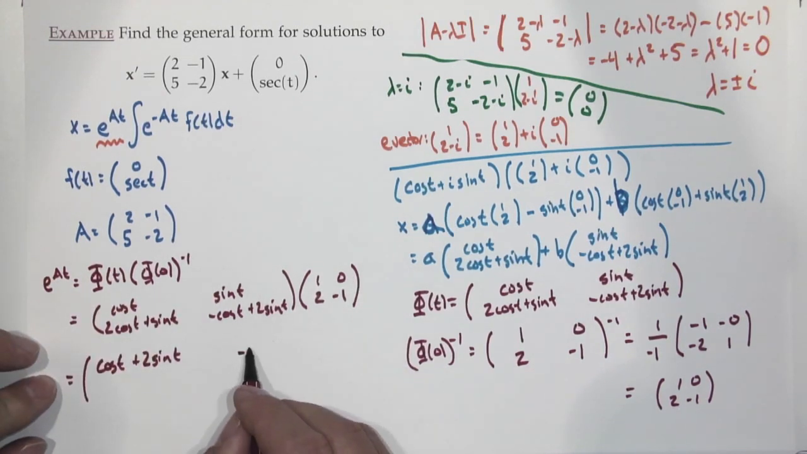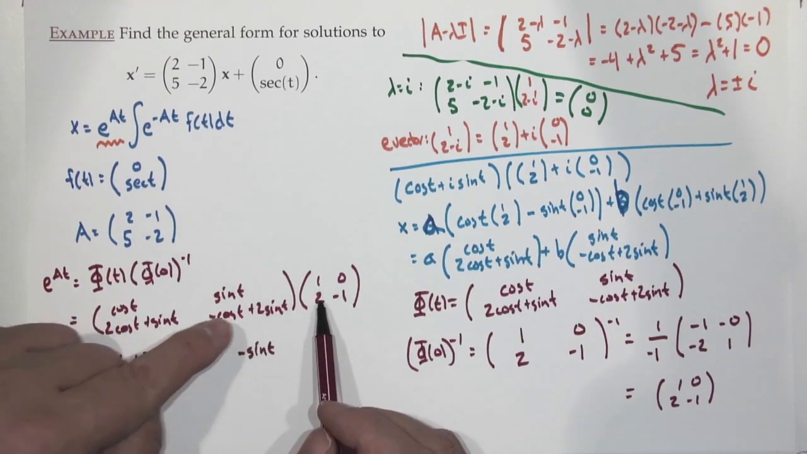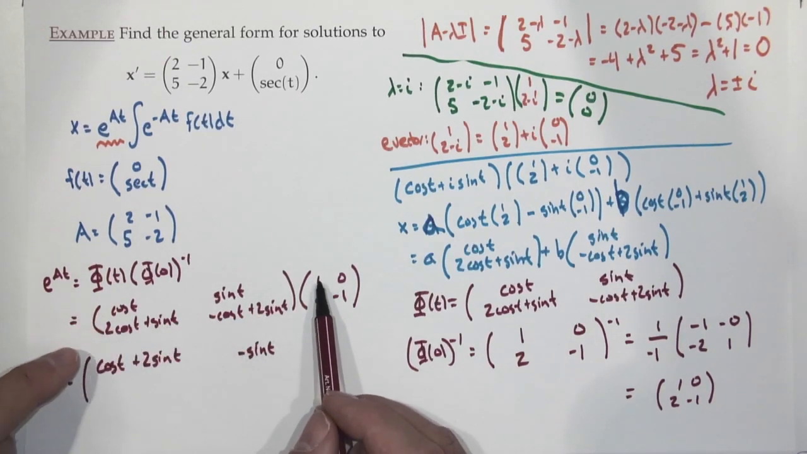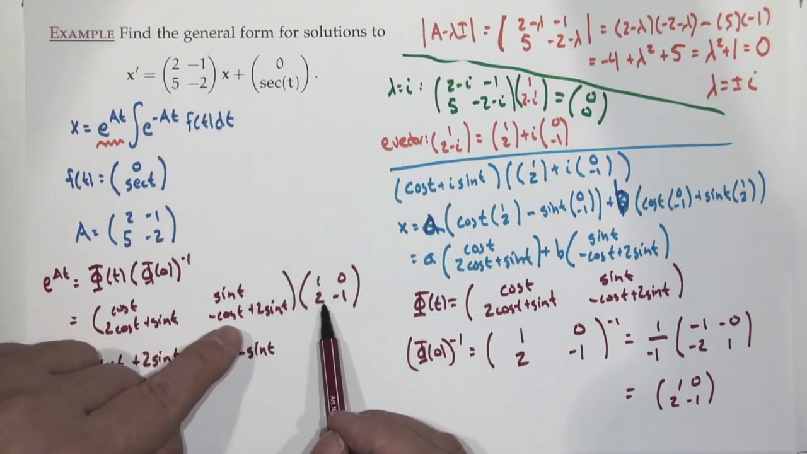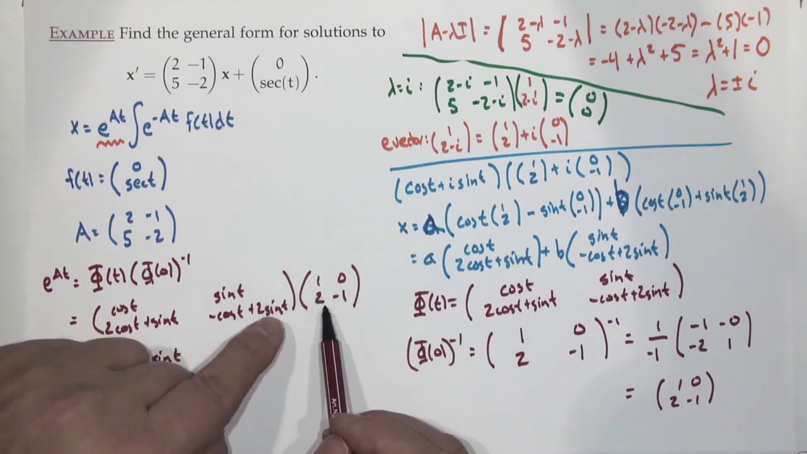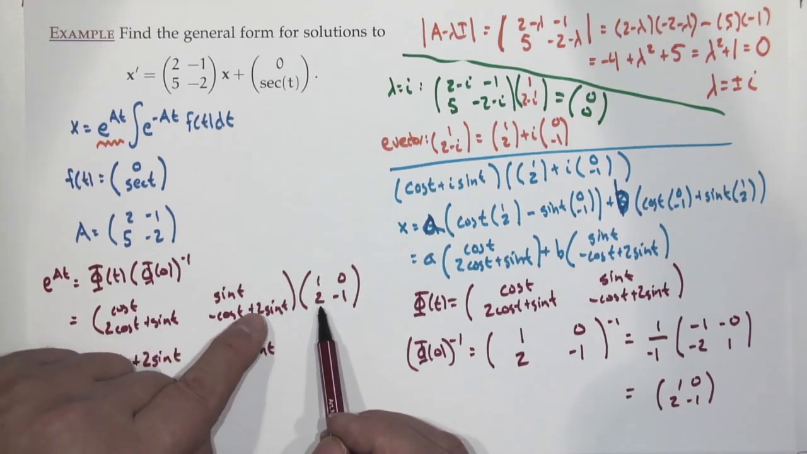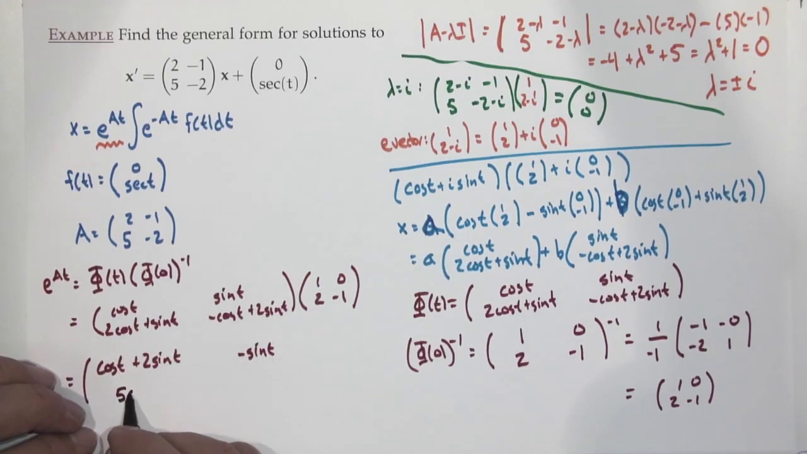Negative sine t. All right. Now, how about this, the tough one. We'll have a 2 cosine t, but then we're going to subtract 2 cosine t, so the cosine t's cancel. Then we have a sine t plus a 2 sine t. Oh, sorry, 4 sine t, right? 2 times 2. So that would be 5 sine t.